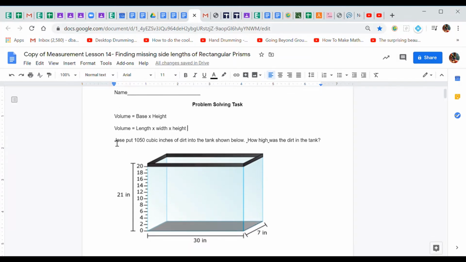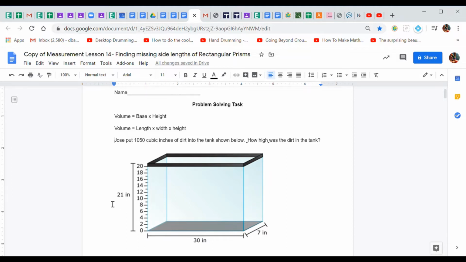So let's see the problem solving task today. It says Jose put 1,050 cubic inches of dirt into the tank shown below. How high was the dirt in the tank? This is tricky because you might think, oh, I'll do length times width times height, since we have the height of the tank. But we don't actually know the height of the dirt because the tank is not all the way full. We know how much dirt there is, we know how big the tank is, but we don't know how high it goes in the tank. That's what we need to figure out.